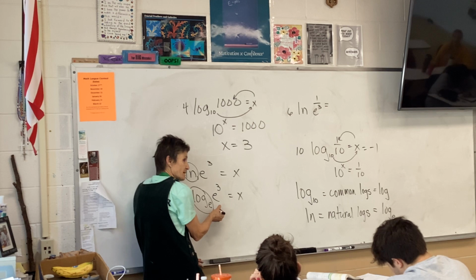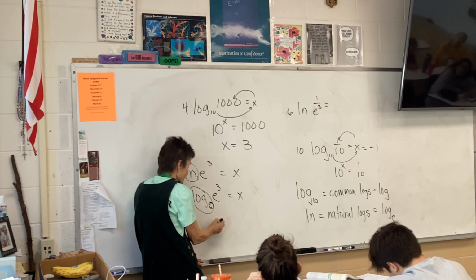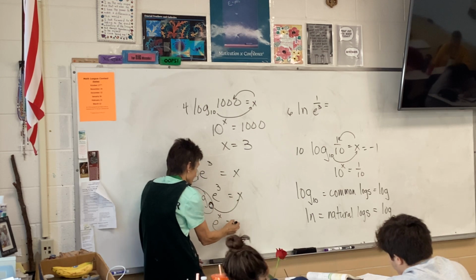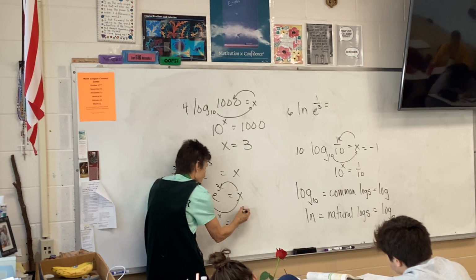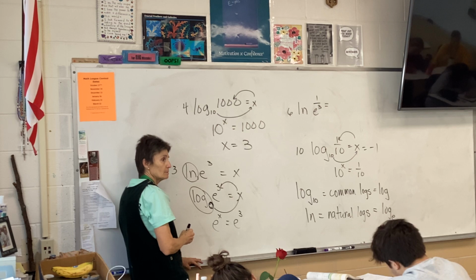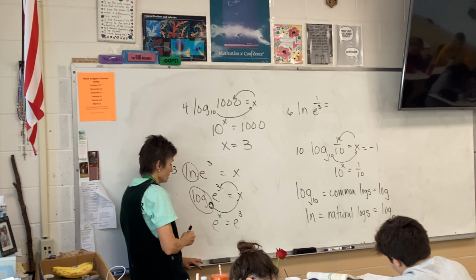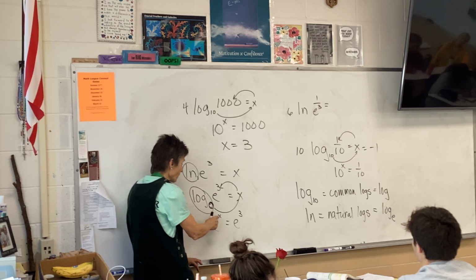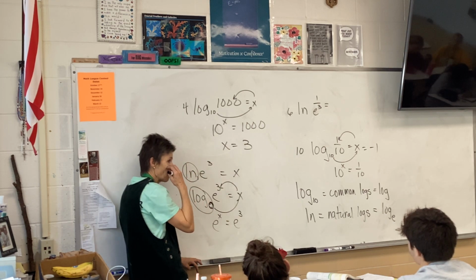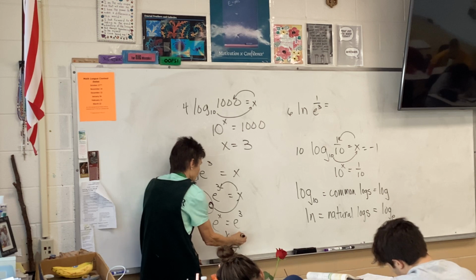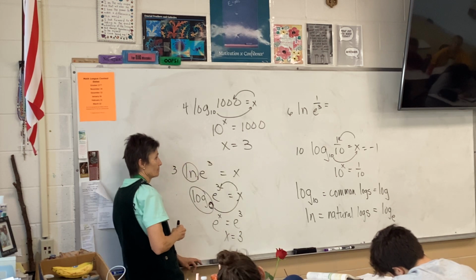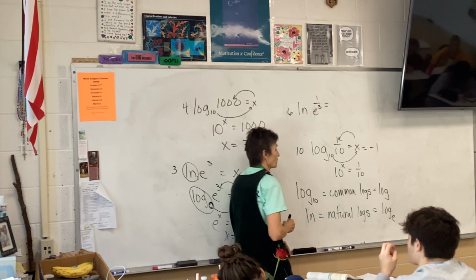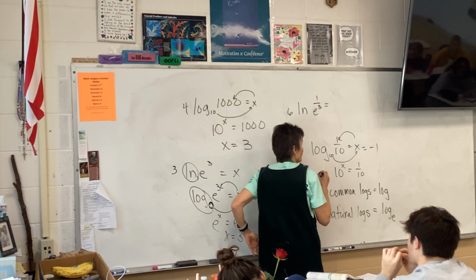Now let's rewrite this. Start here, so e to the x equals e to the 3rd. Well, that's a no-brainer if I ever saw one. e to what power is e to the 3rd? 3. You guys have been great today. One more.